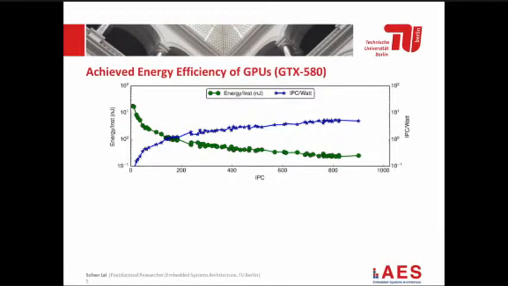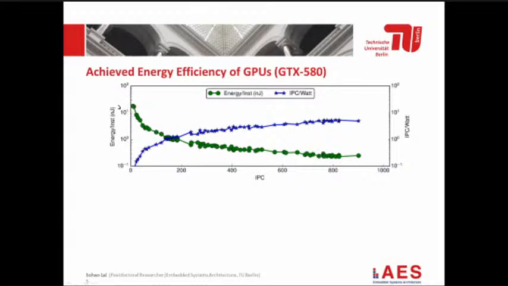This figure shows the achieved energy efficiency of GPUs. Achieved means when you actually run an application, what is the energy efficiency delivered by a GPU. The figure shows the achieved energy efficiency of the GTX 580 GPU, which is a bit old, also known as the Fermi architecture. On the x-axis is the IPC, the instructions per cycle, and higher is better. For this architecture, the peak IPC is 1024. On the left y-axis is the energy per instruction in nanojoules, and lower is better.